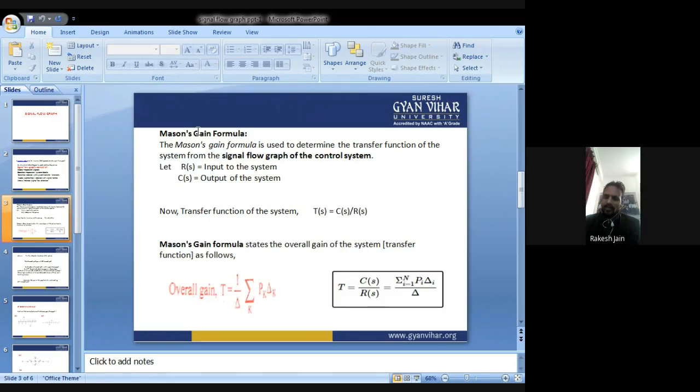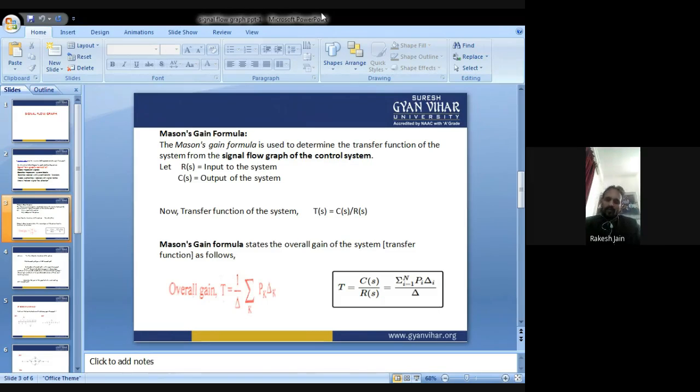First of all, I will tell you what is the meaning of k. k is the number of forward paths. Now, what is a forward path? A forward path is when we start from the input side. Let's suppose the input side is represented by R(s). We will reach the destination, the output side, which will be represented as C(s). So the transfer function means C(s) upon R(s).